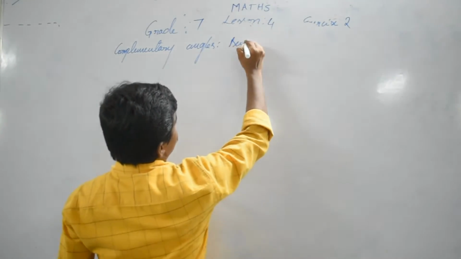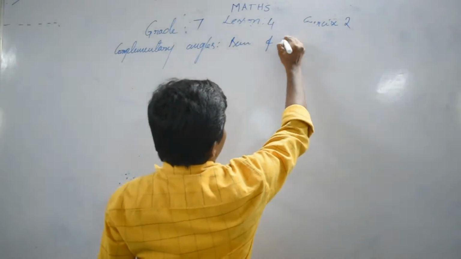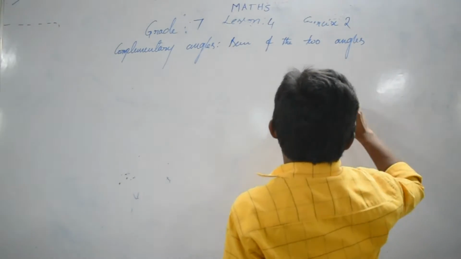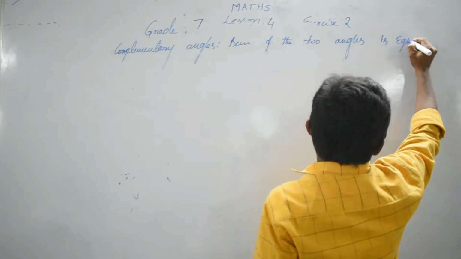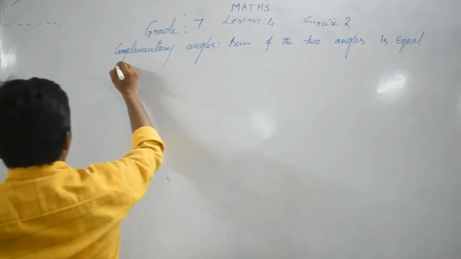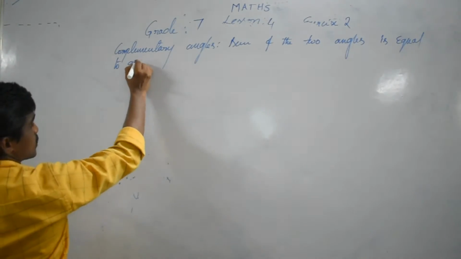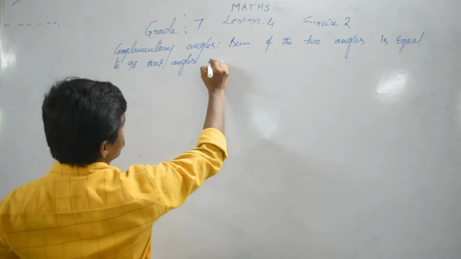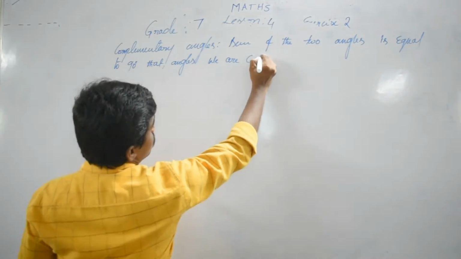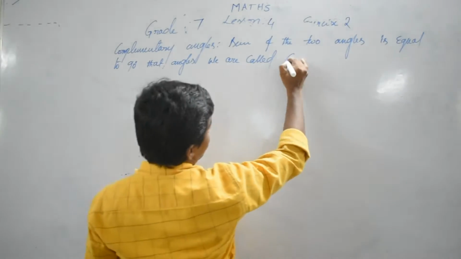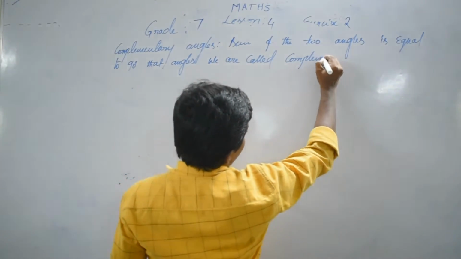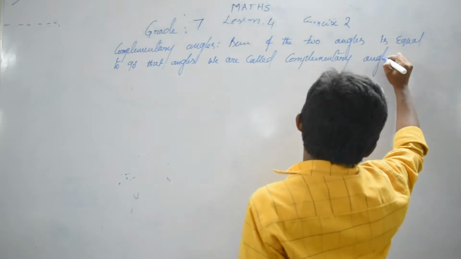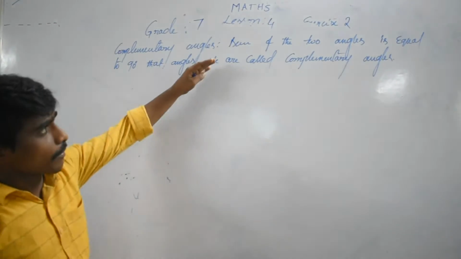Sum of the two angles is equal to 90 degrees. Those angles are called complementary angles. Sum of the two angles.